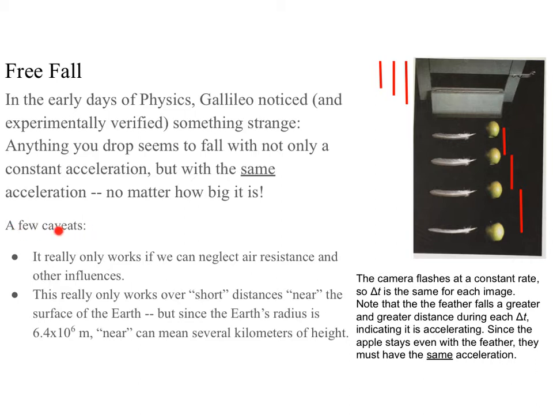There are a few caveats. It really only works well if we can neglect air resistance and other influences. And it really only works over so-called short distances, so-called near the surface of the Earth. The little quotes here are to say these are weasel words. These are things that we need to clarify. But the Earth's radius is 6.4 million meters. Near can be several kilometers of height. This is still pretty good up to as high as human beings had ever gone before there were airplanes. So fair enough to say, at least by the surface of the Earth, this is a true thing.